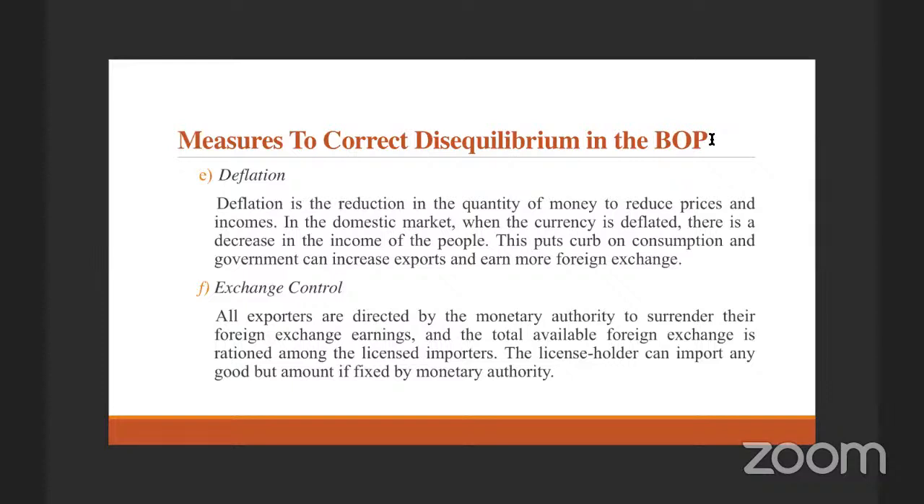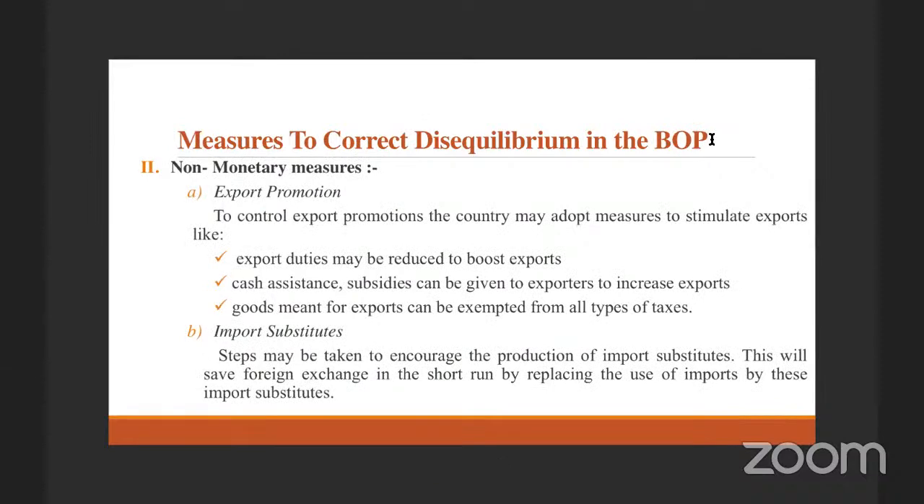This is exchange control. How much foreign currency has flowed in, how much is flowing out, all that is accounted for. And accordingly, the BOP is controlled. These are all monetary measures through the RBI. And there are non-monetary controlling measures also. What are they? Promotion of exports, and discouraging imports.